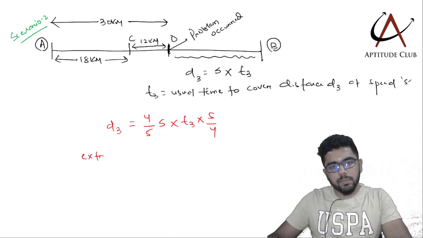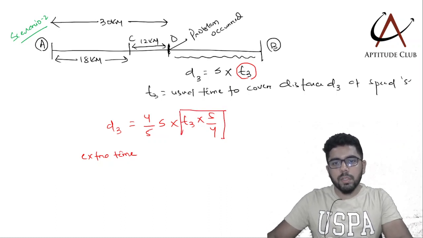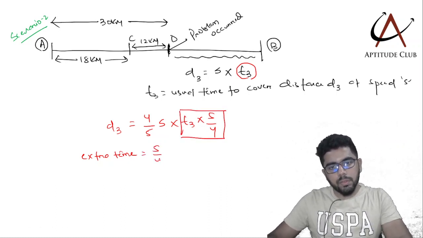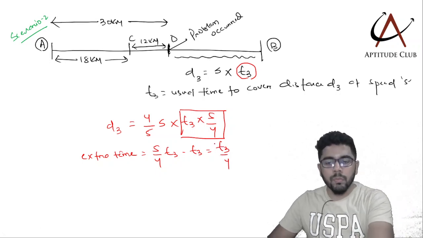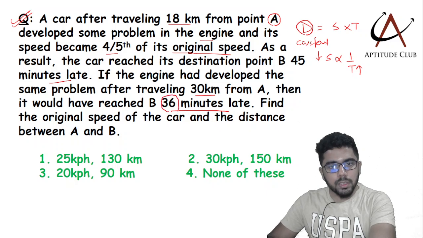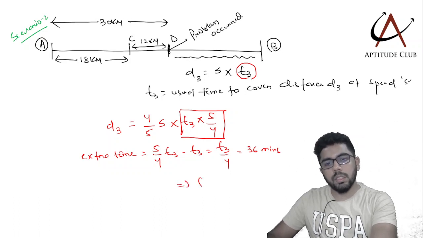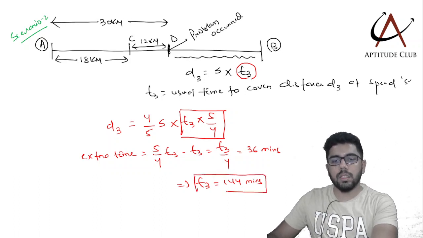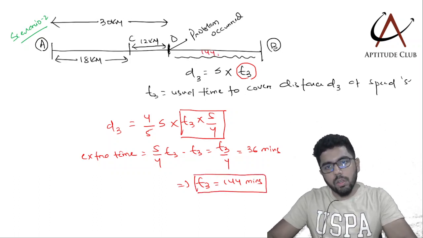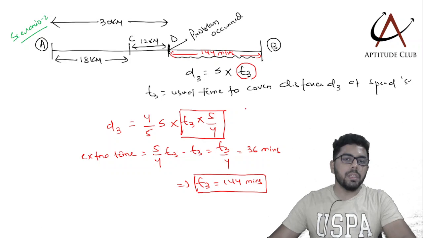So what is the extra time? Again, initial time was T3. Now the new time is 5 by 4 T3. So the extra time is 5 by 4 T3 minus T3, which is T3 by 4. This extra time is the time by which the car is late now. Now in the second scenario, the car was late by 36 minutes. So this is equal to 36 minutes. This gives me T3 is 144 minutes. This is my second result. So at its normal speed, the car takes 144 minutes to cover this distance DB.